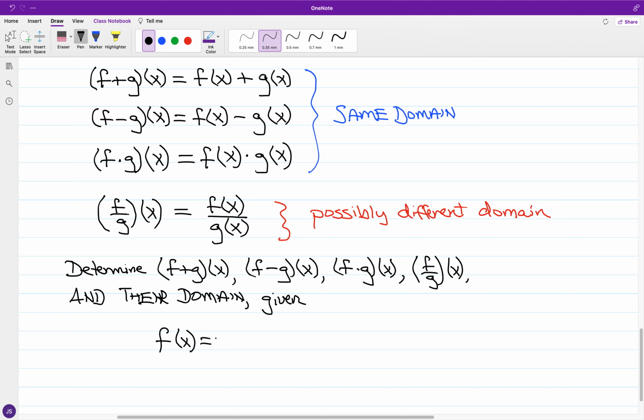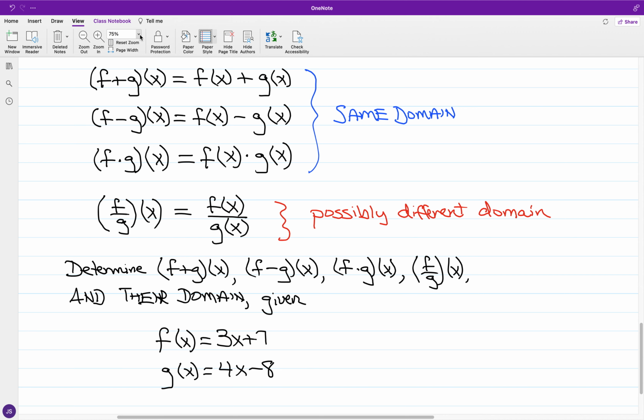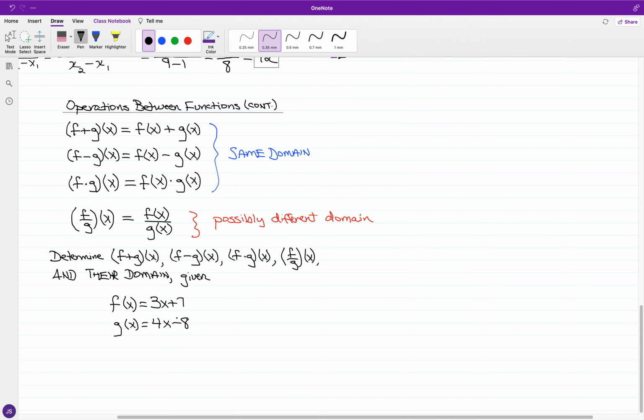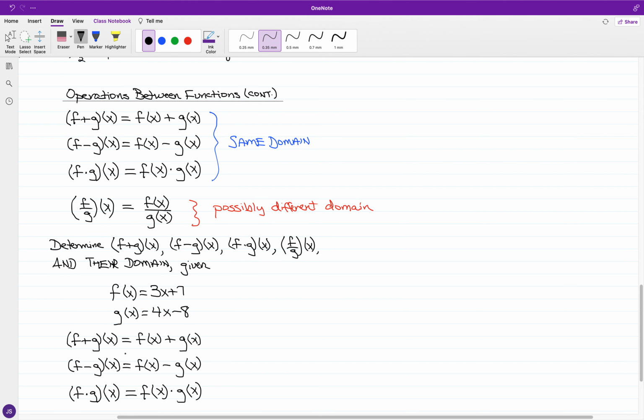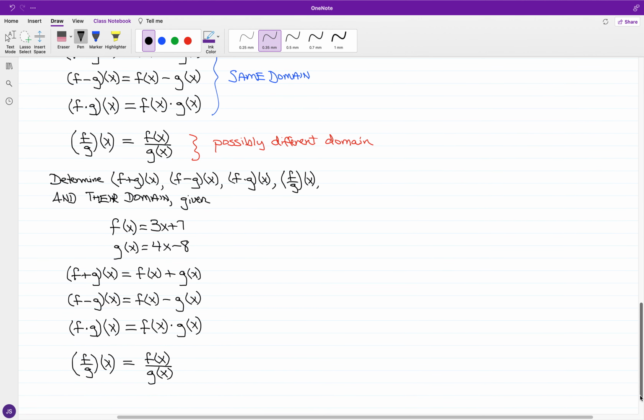So you have f of x, and let's say it is equal to 3x plus 7, and g of x we have equal to 4x minus 8. Alright, so just setting things up here. Looking at, again, just specifying what the sum, difference, product, and quotient function results will be, specifically for what we have for f of x and g of x, and then we'll look into the domain.